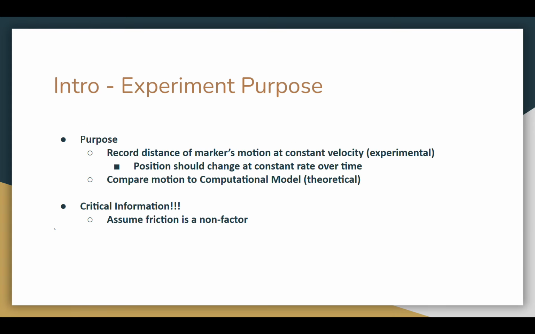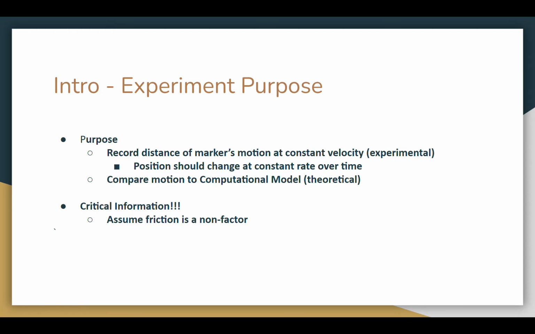The purpose of this lab is to record the distance of the marker's motion at constant velocity, which is all experimental, which means in nature it's not perfect. By doing this, we're comparing this motion to a simulation in a computer, which is more theoretical. One key assertion I need to make is that we're assuming friction is a non-factor.